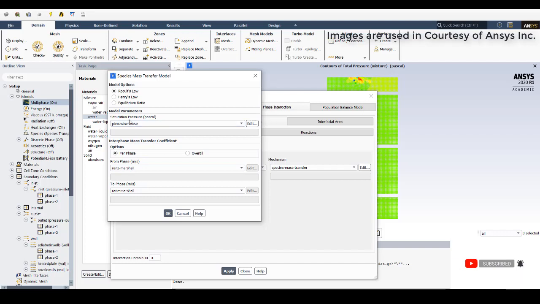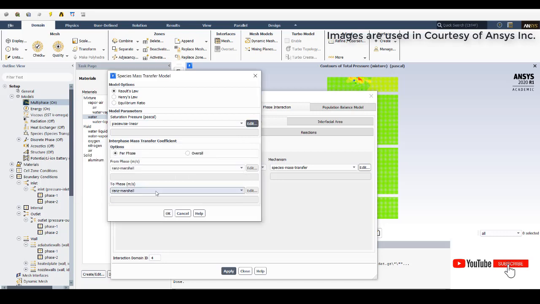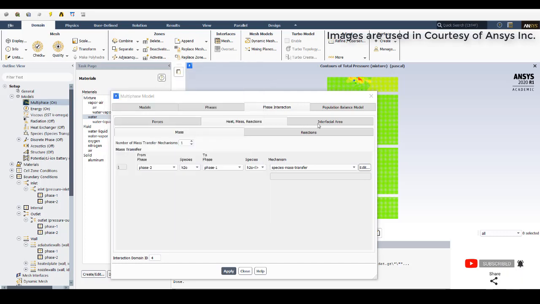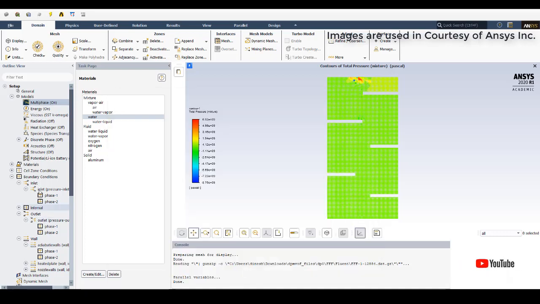Saturation pressure should be a variable with respect to saturation temperature. So I've entered saturation temperature and saturation pressure as a linear profile. You can observe here how it varies with respect to the temperature. This is like a vapor pressure at which liquid turns into vapor, or vapor comes back to the liquid state at saturation condition. And I've used Raoult's law for the equilibrium ratio. For interfacial area, use the default setting, IA gradient, click apply and close.